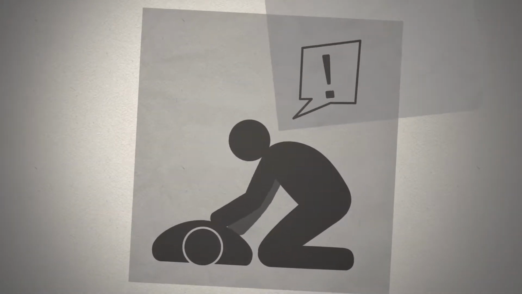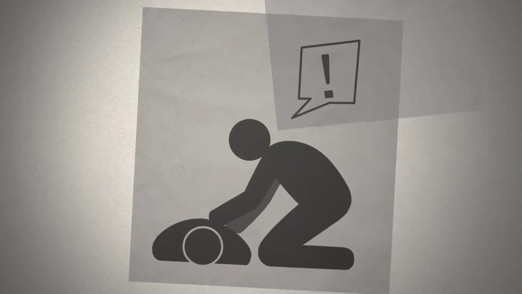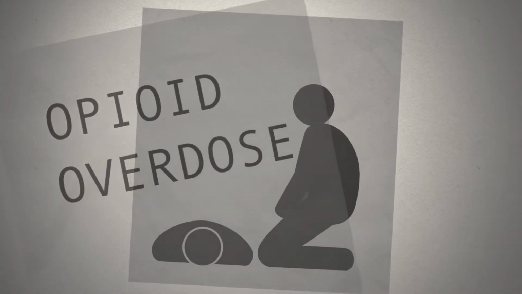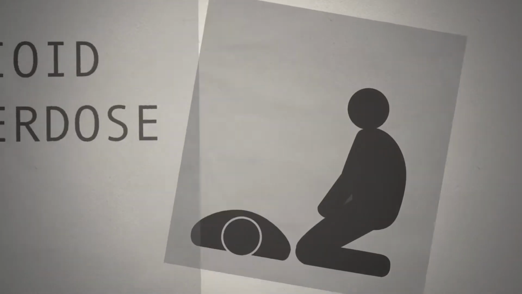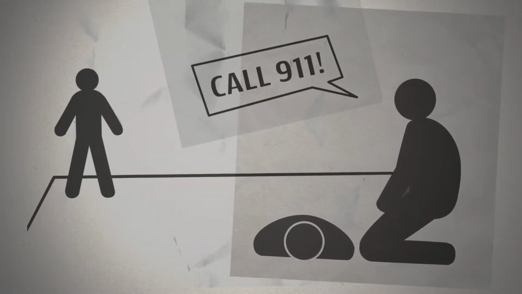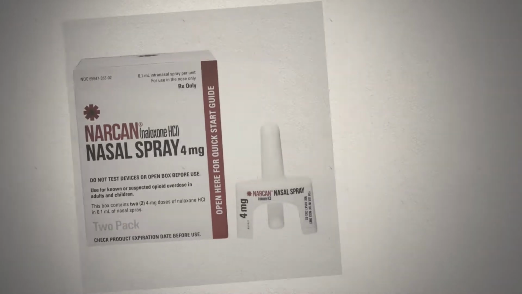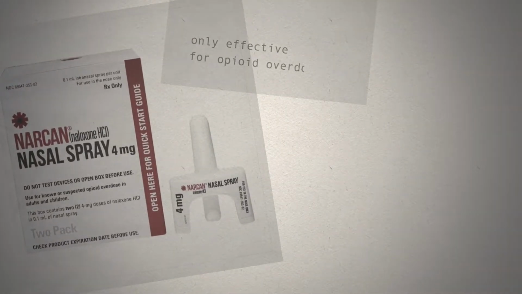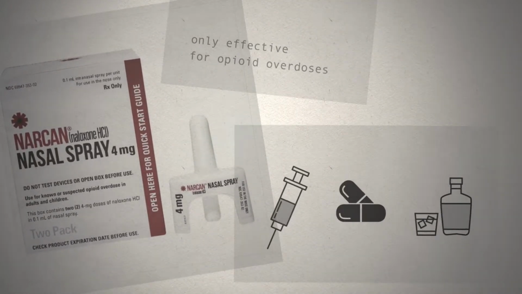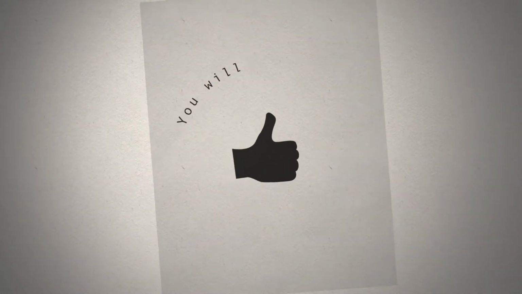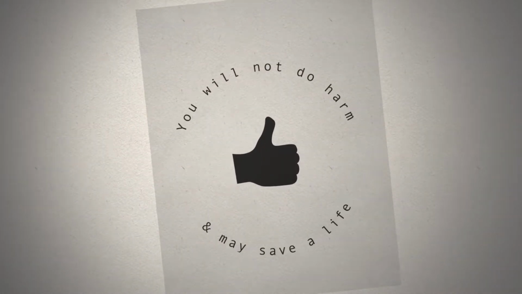First, try to wake them up. Say their name loudly, shake them. If they're still unresponsive, you may be dealing with an opioid overdose. If you're with someone else, tell them to call 911. Then, prepare to administer naloxone. Naloxone is only effective for opioid overdoses, but if you aren't sure what substances are involved, you will not do any harm by giving naloxone and you may save a life.